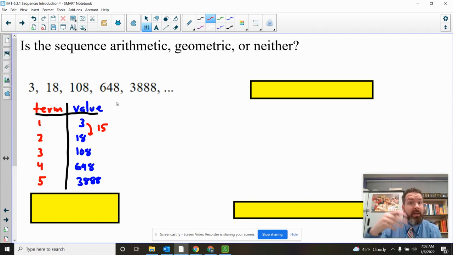Now check the next one. We're looking to see if we get the same difference or not. So 108 minus 18. I'm going to actually use my handheld calculator here. So 108 minus 18. It's not 15. It's 90. Okay, so once you get to the point where you get two differences that are not the same, we know this is not arithmetic. So that one we can check off the list.